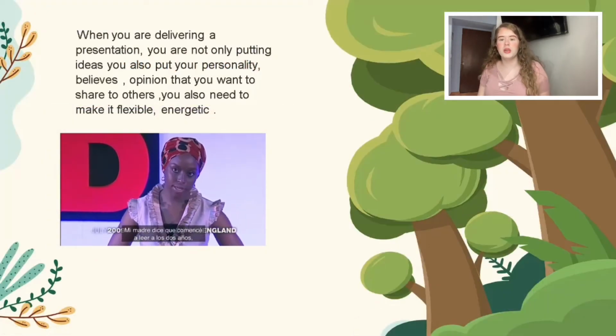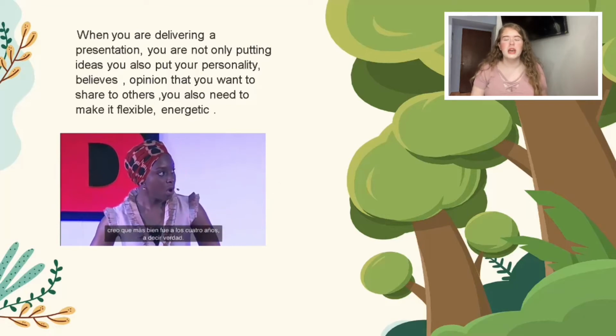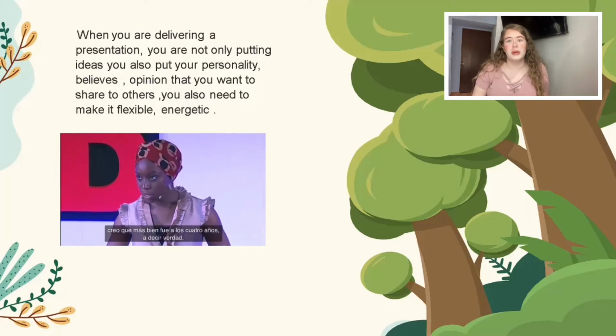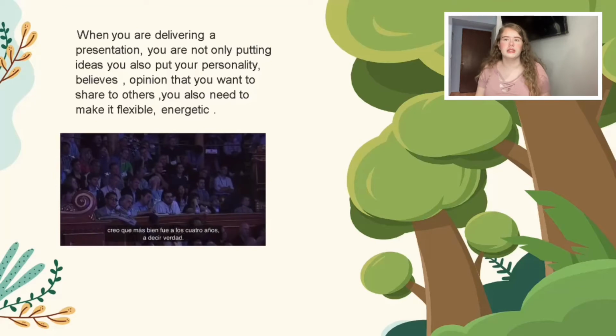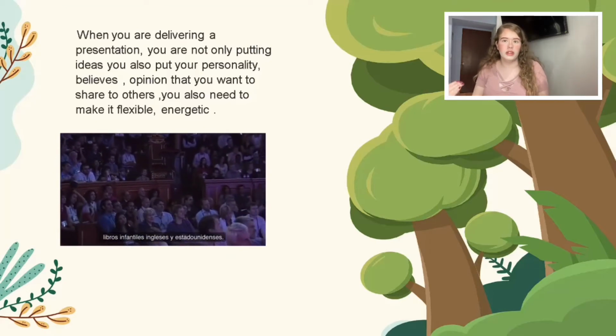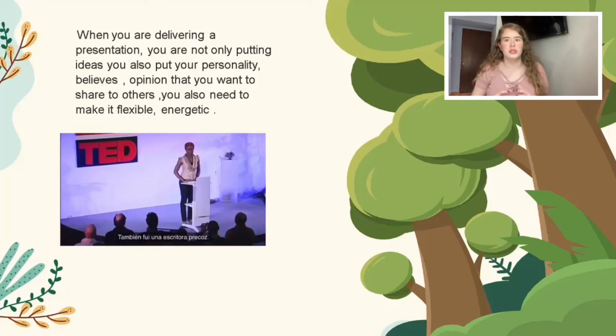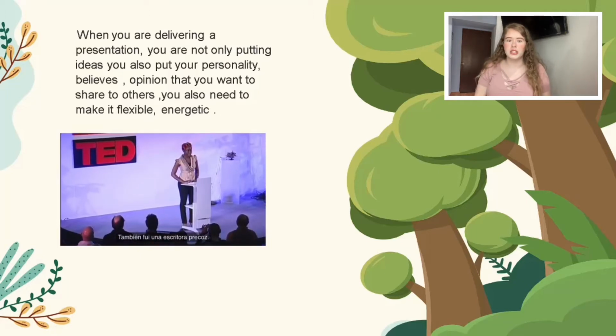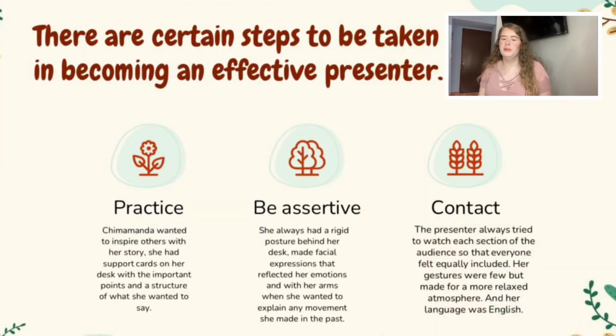Practice. Chimamanda is a woman who knew about this topic. She told her personal experience, had a structure, and organized the presentation and knew the order of the topics with the help of some cards. Be assertive. She had a rigid posture. She didn't move from the desk but made expressions with the face. When she made an ironic comment, she showed a big smile.